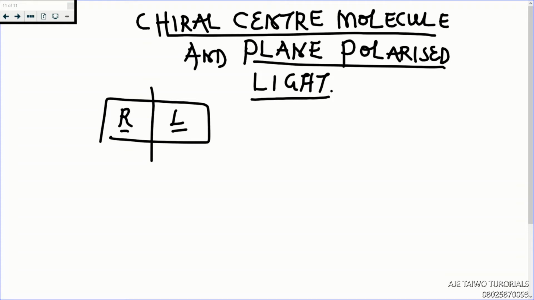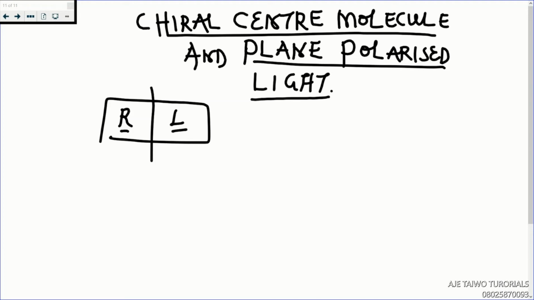A plane polarized light is one that oscillates in a single plane. Full stop. The normal light we see every day is not plane polarized. It moves in different directions. The light scatters. Plane polarized light is not scattered. It is unidirectional. It moves in one direction.